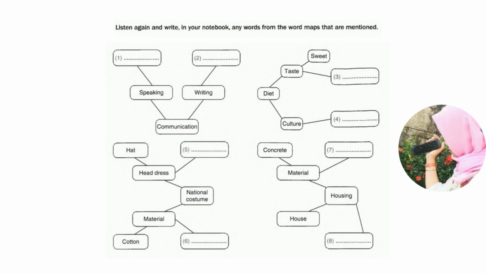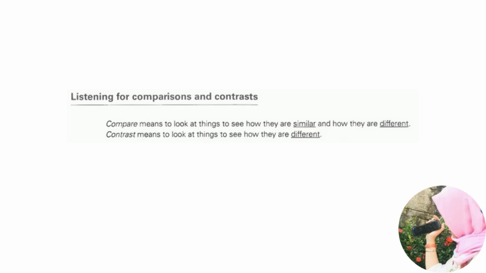Best of luck. So guys, before you listen to the next track, track number 28, you have to pay attention to this material, listening for comparisons and contrasts. Actually, comparisons and contrasts are two different words, which have different meanings as well. Compare means to look at things to see how they are similar and how they are different. I mean, in terms of comparing something, you have to discuss its similarities and also its differences.